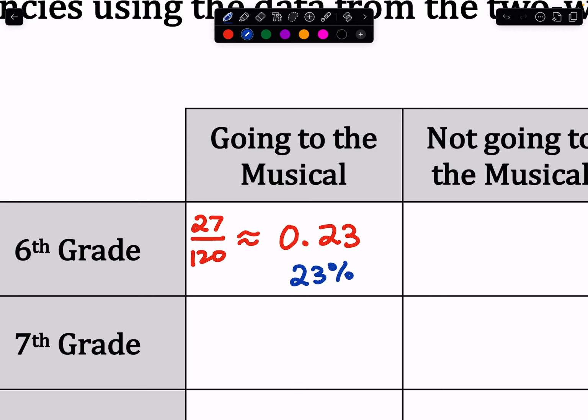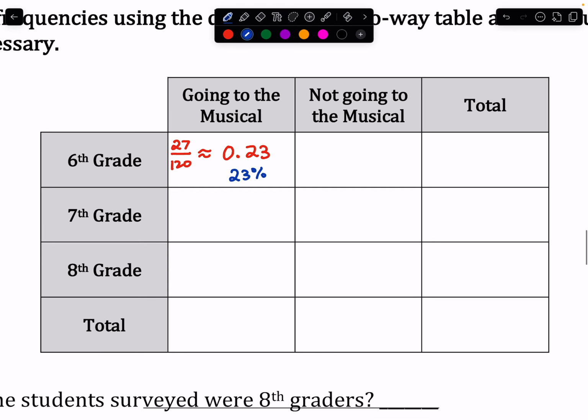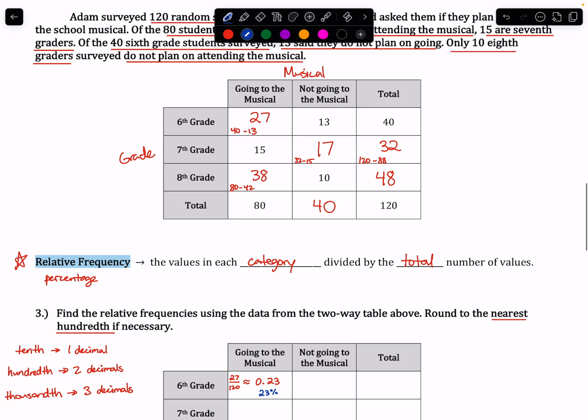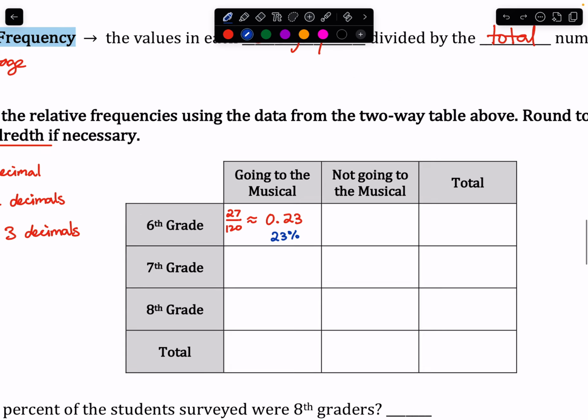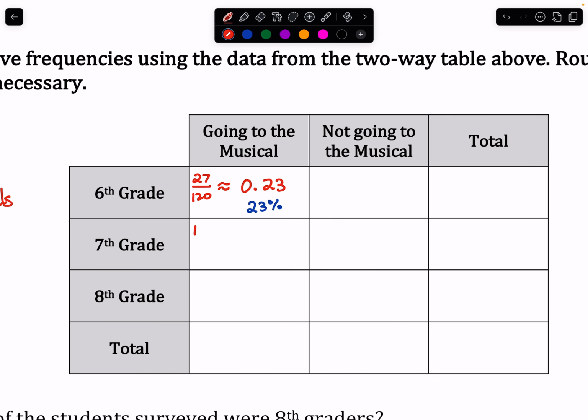That 23% of our students were sixth graders that are going to the musical. And so if we fill this out in a similar way, we now have 15 seventh graders going to the musical. So that's 15 out of 120, which is 0.13 or 13%. And again, I would highly recommend always writing all three.